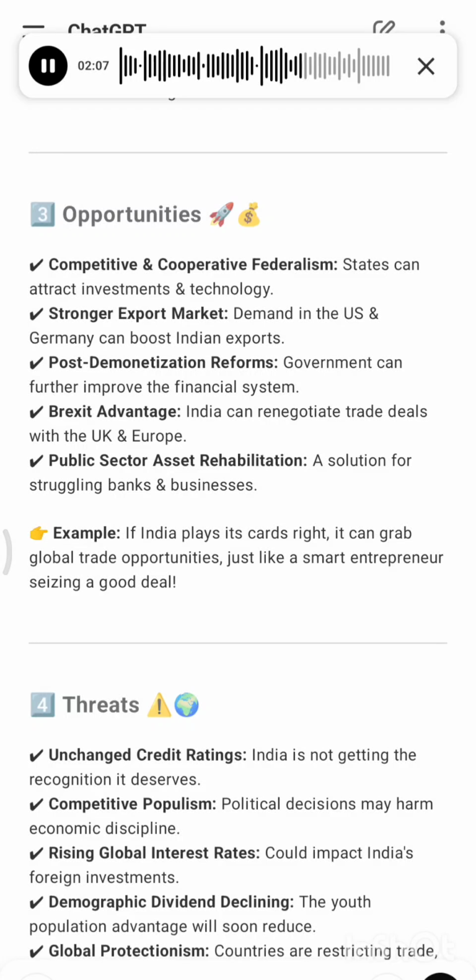Example: if India plays its cards right, it can grab global trade opportunities, just like a smart entrepreneur seizing a good deal.